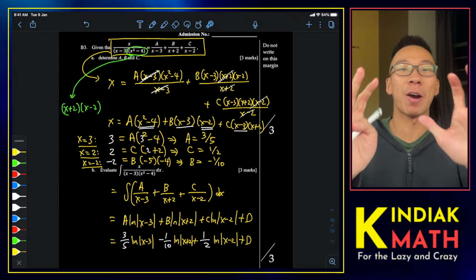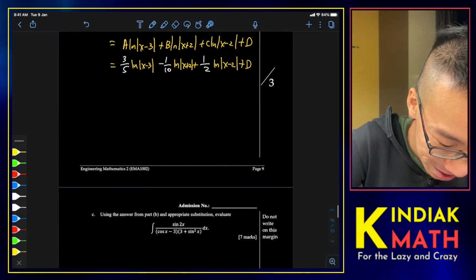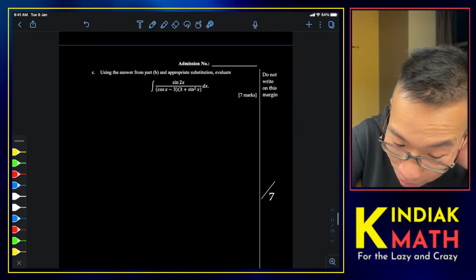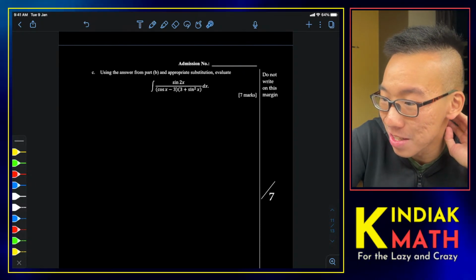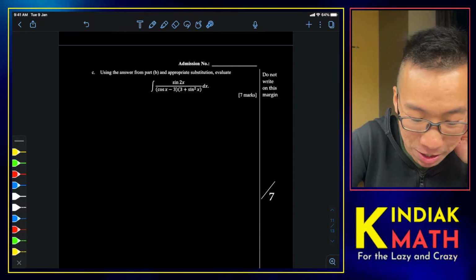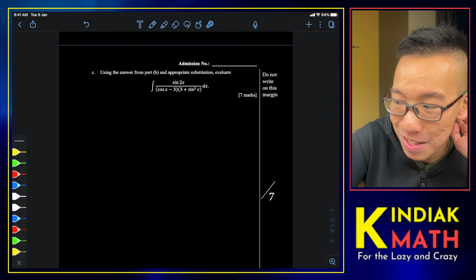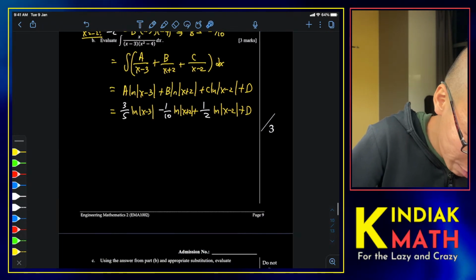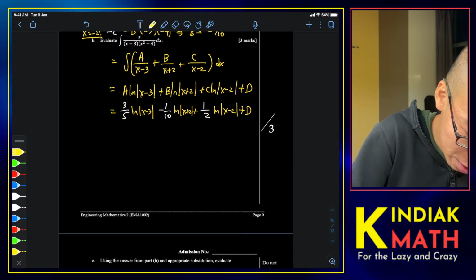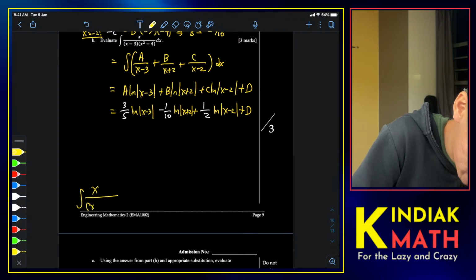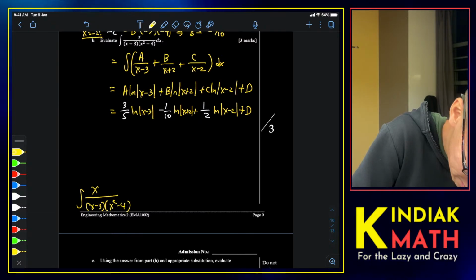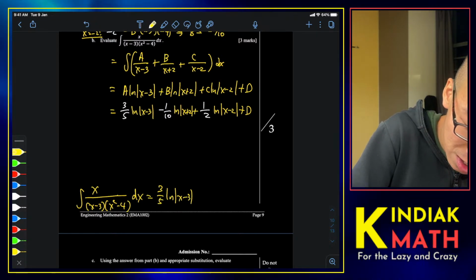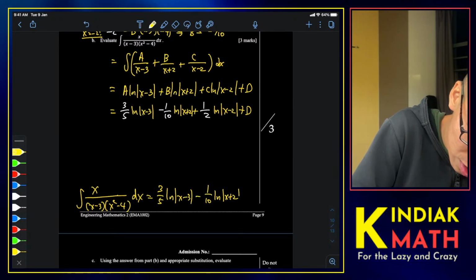Now, the slightly more interesting part of this question actually is part C. We need to use this answer from part B and an appropriate substitution to evaluate this rather bizarre expression. At this point in time, it looks really strange. And what have we actually calculated, right? We have actually evaluated this thing. So I'm going to rewrite this answer because I'm trying to do some detective work in order to suss out the substitution of interest.